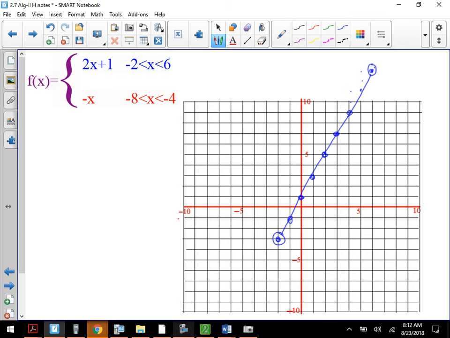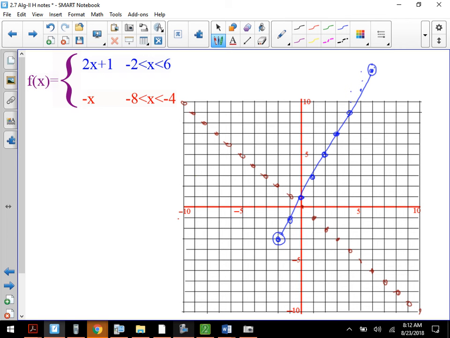Graph the other one, -x. What's your y-intercept? 0. Very good. What's your slope? Excellent. 0. This way. Up to there.